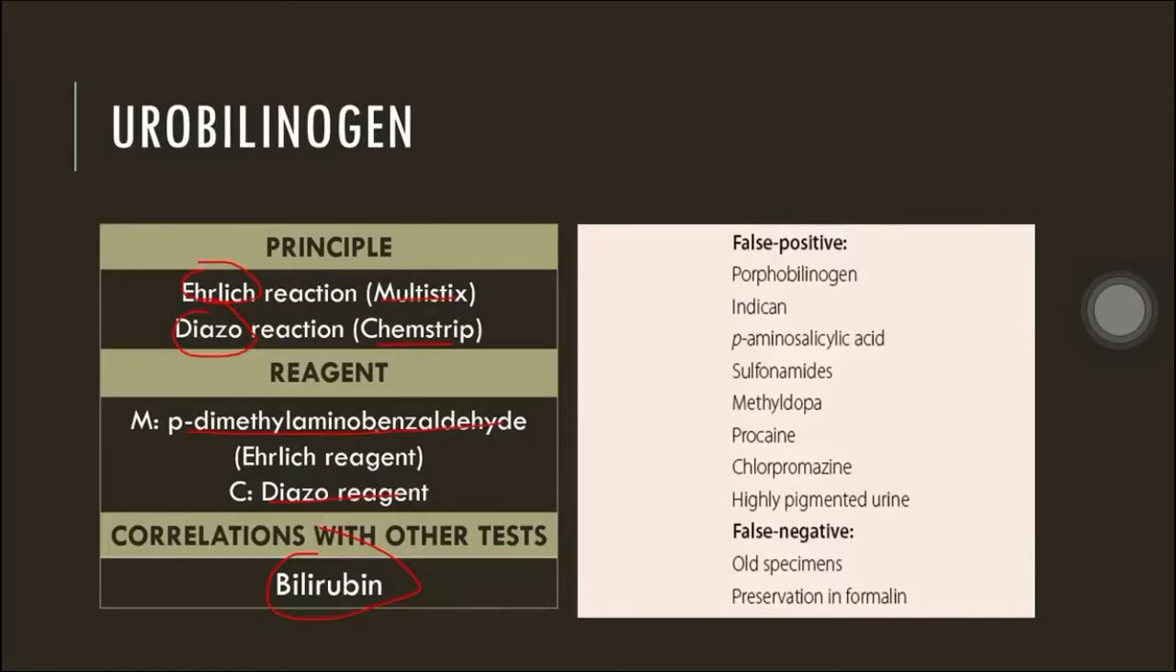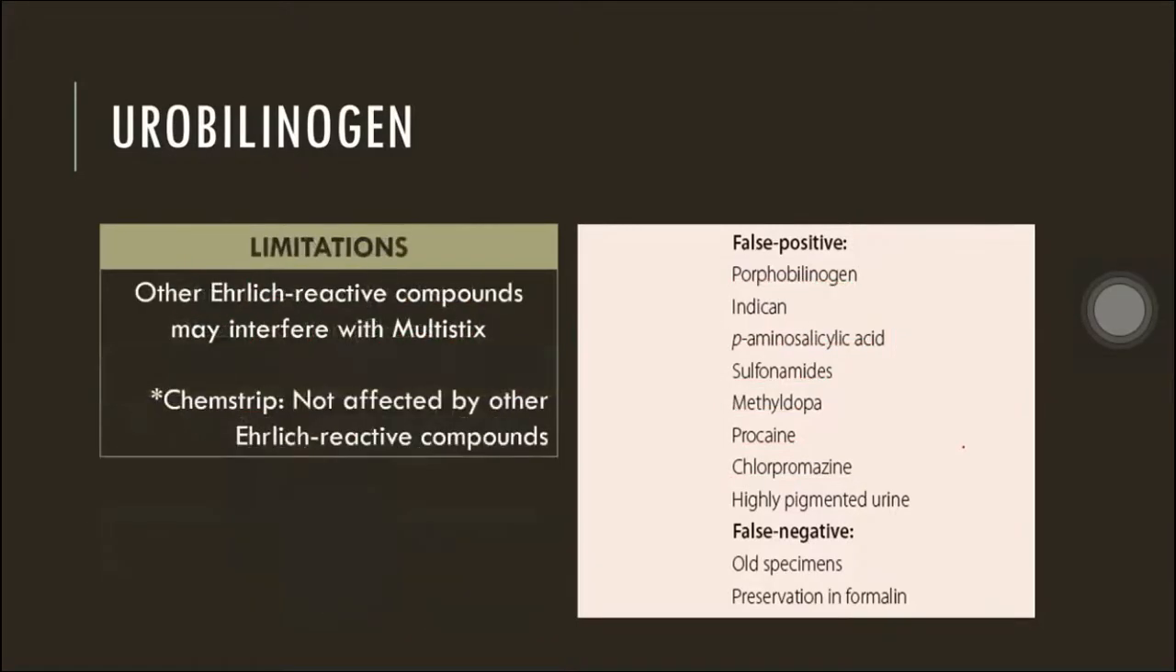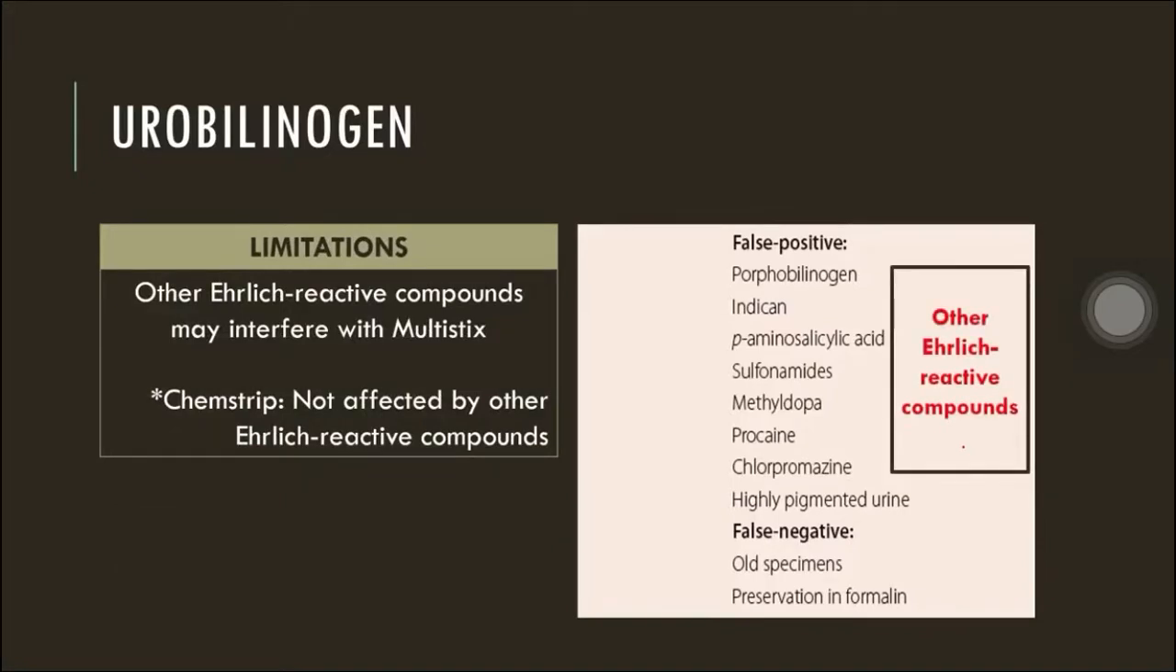So what is the difference between the Ehrlich reagent and the diazo reagent? The diazo reagent is more specific for urobilinogen. The Ehrlich reagent does not only detect urobilinogen; it detects many other things, so it is not specific. It may also cause false positives if there is porphobilinogen, para-aminosalicylic acid, sulfonamides, methyl dopa, procaine, or chlorpromazine. These compounds that may cause false positives for the Ehrlich reagent are called Ehrlich reactive compounds. Chemstrip is not affected by other Ehrlich reactive compounds. It is specific for urobilinogen.